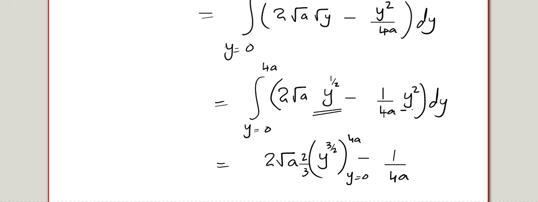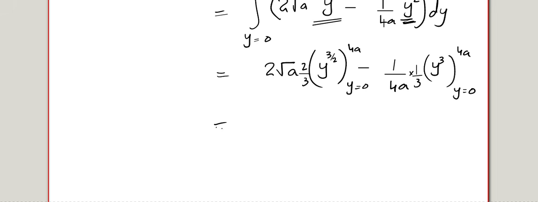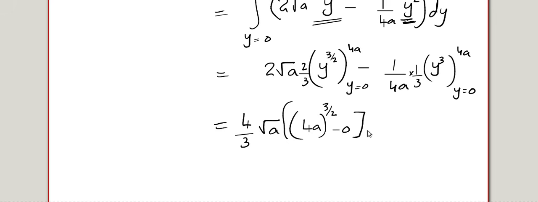1 by 4a, if you integrate this, it will be y to the power 3 by 3. I will write 1 by 3 outside and put the limits. I hope you can understand these steps. So 4 by 3 root a, you plug in this limit, so you get 4a to the power 3 by 2 minus 0, minus 1 by 12a, 4a to the power 3 minus 0.